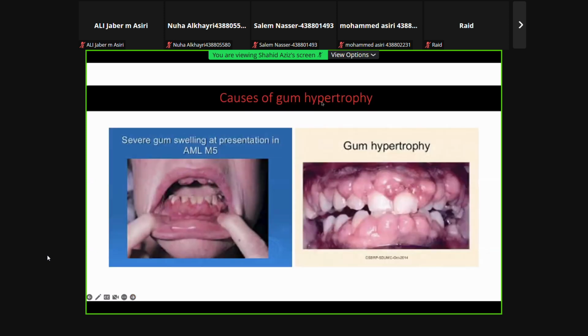So gum hypertrophy causes, as I told you earlier, severe gum hypertrophy at the time of initial clinical presentation in acute myeloid leukemia, subtype M5. This is called monoblastic or monocytic acute myeloid leukemia. And you can see another patient on the right side who has significant gum hypertrophy, and these gums can bleed easily.